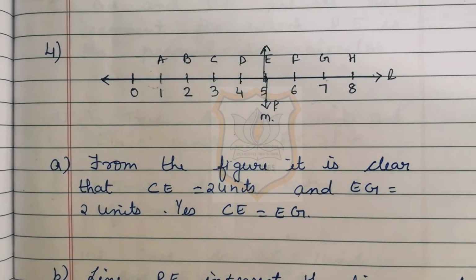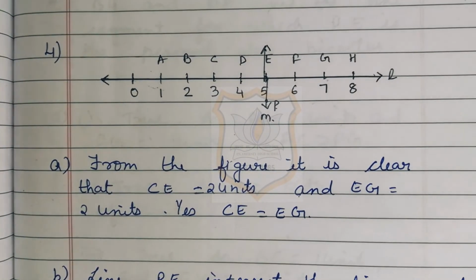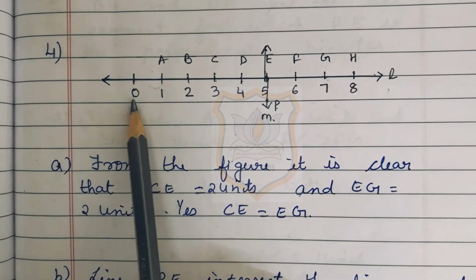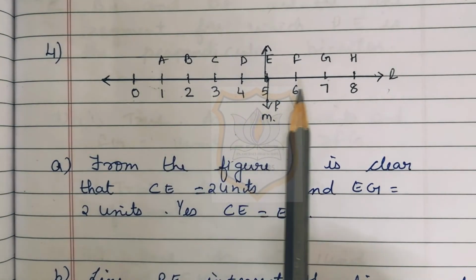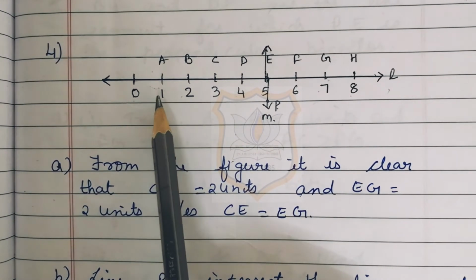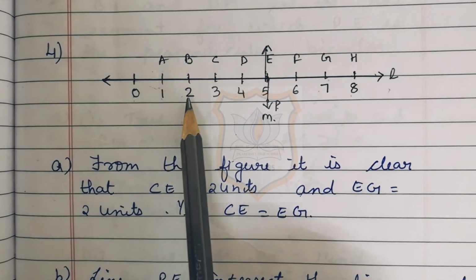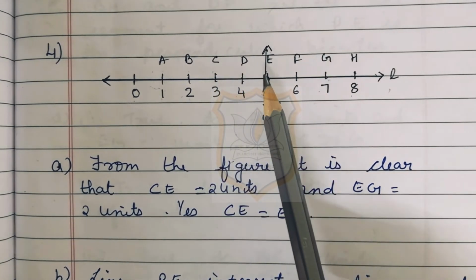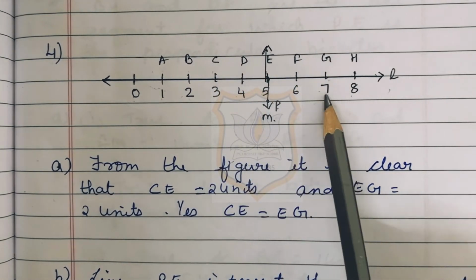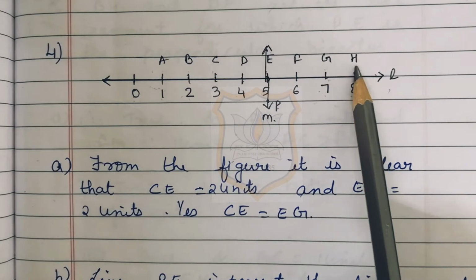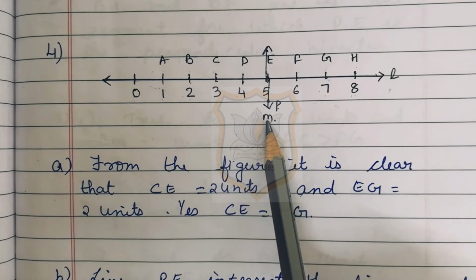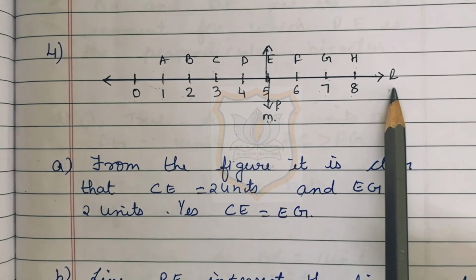Solution for question number 4. Here a diagram is given where on line L the points 1, 0, 1, 2, 3, 4, 5, 6, 7, 8 are given. 1 represents A, 2 represents B, 3 represents C, 4 represents point D, 5 represents point E, 6 represents point F, 7 represents point G, and 8 represents point H, and line M is perpendicular to line L.